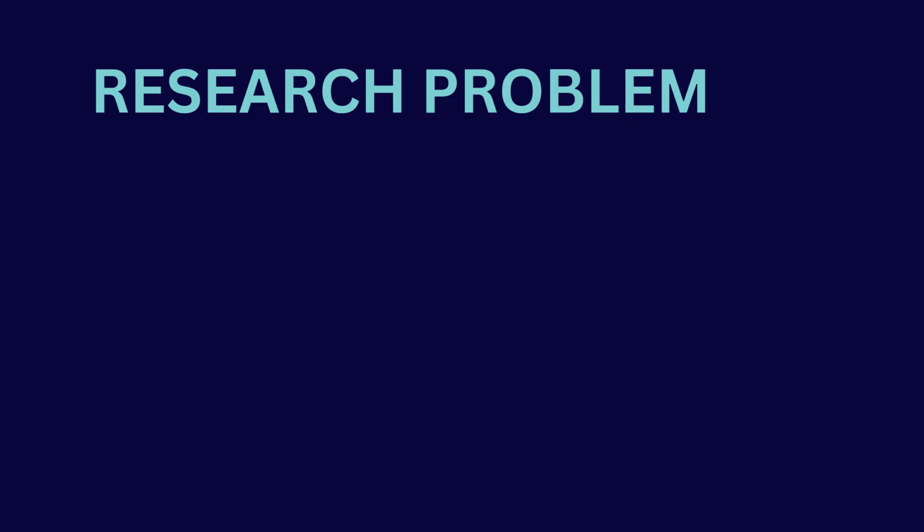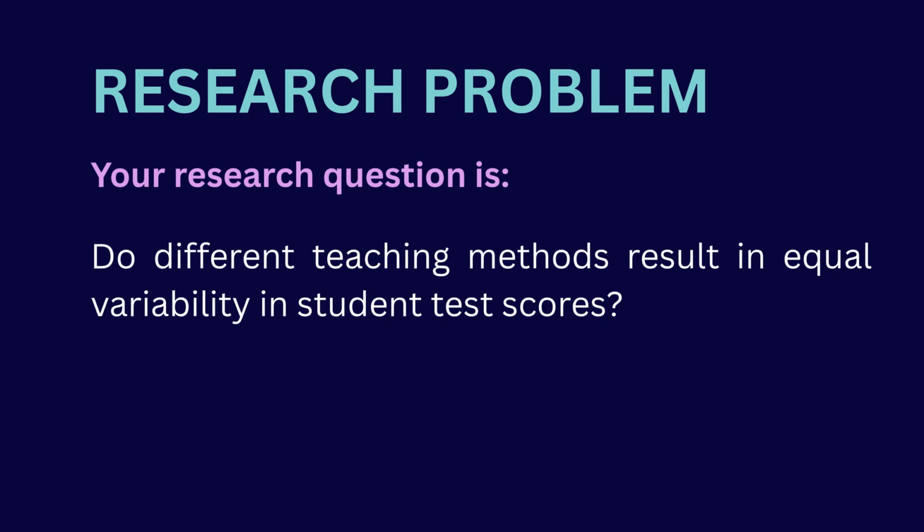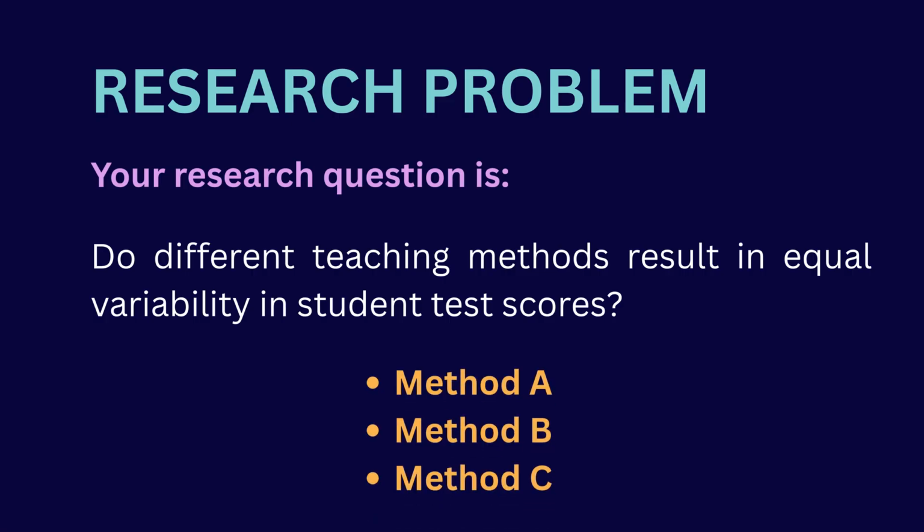Let's understand this with a simple research example. Imagine you are studying students' performance under different teaching methods. Your research question is, do different teaching methods result in equal variability in student test scores? Here we have three groups, method A, method B, and method C.